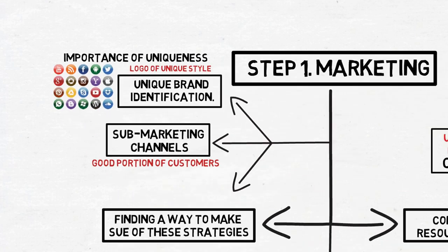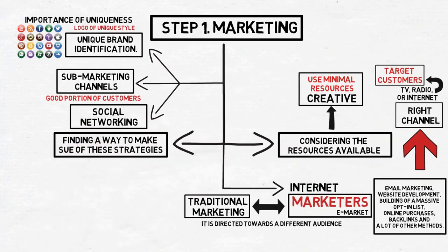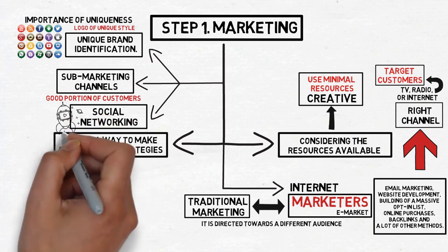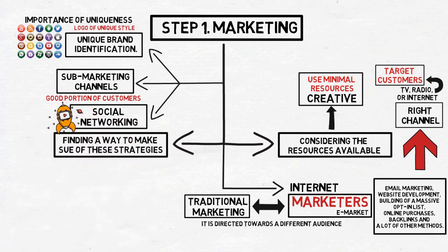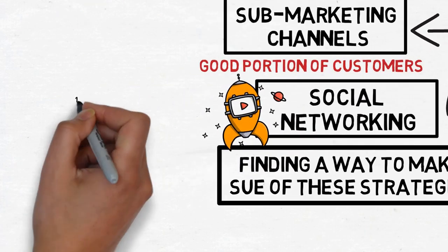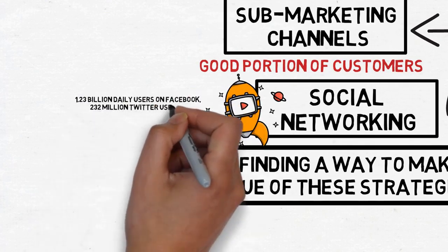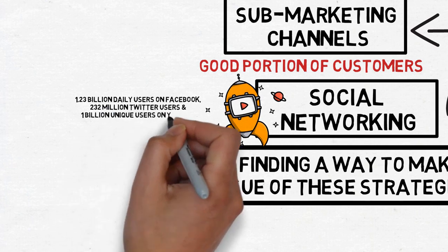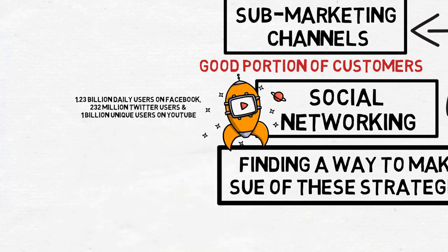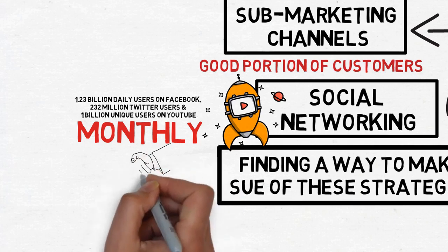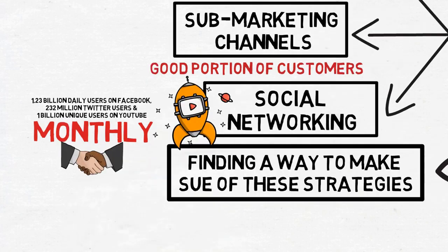Social networking. The world of marketing in today's competitive global economy is highly reliant on social networking platforms. With 1.23 billion daily users on Facebook, 232 million Twitter users, and 1 billion unique users on YouTube every month, think of the benefits of socially engaging with your clients and customers.